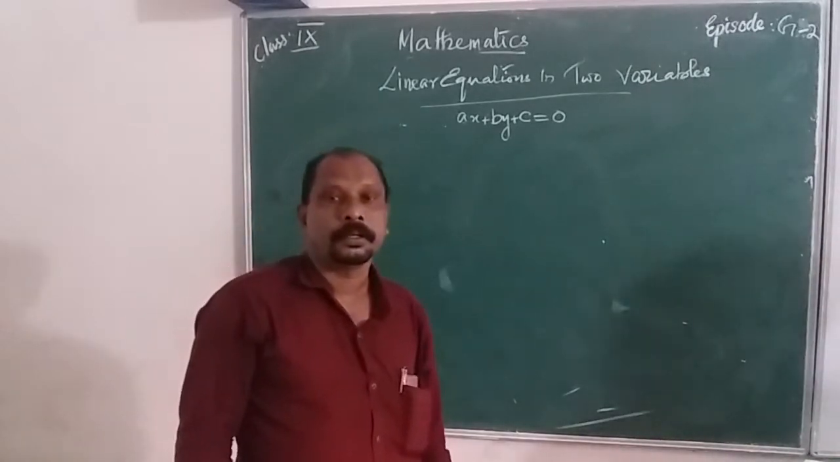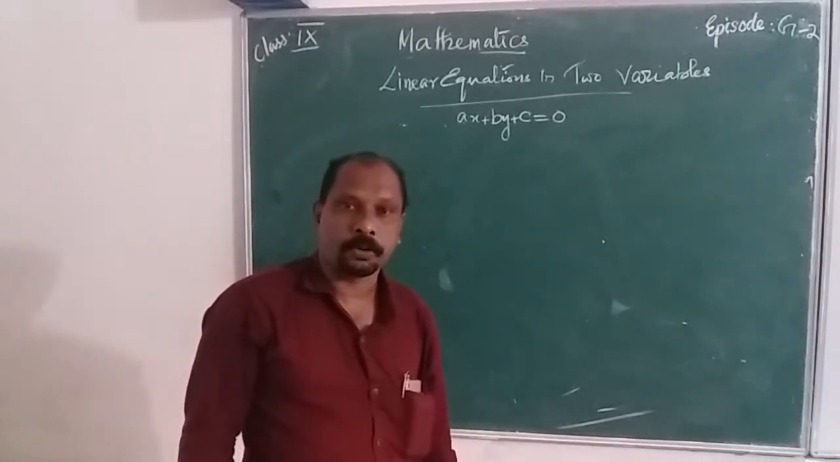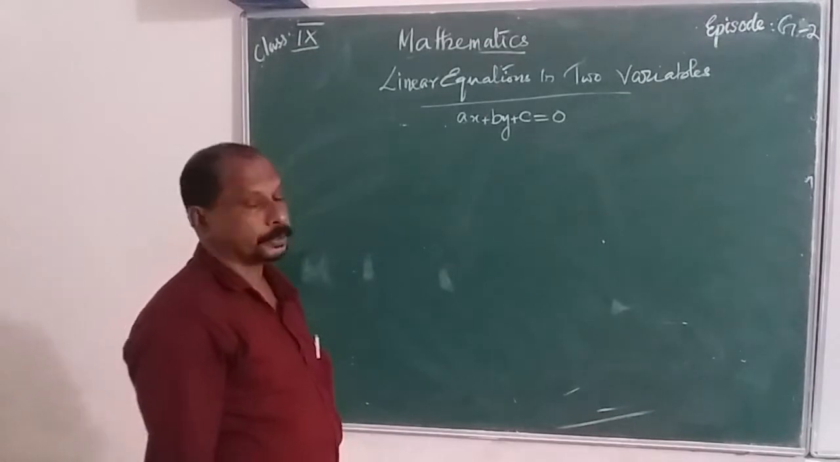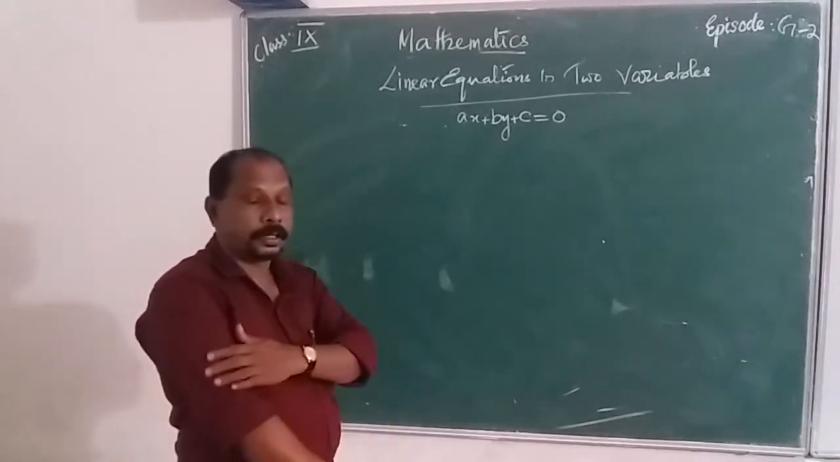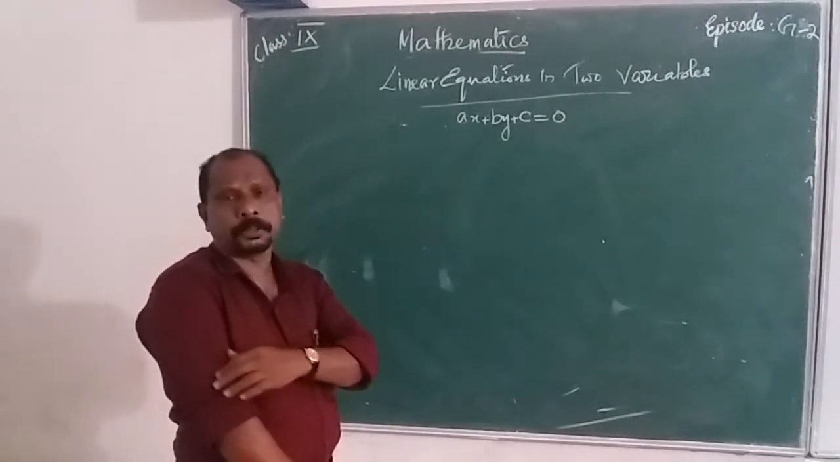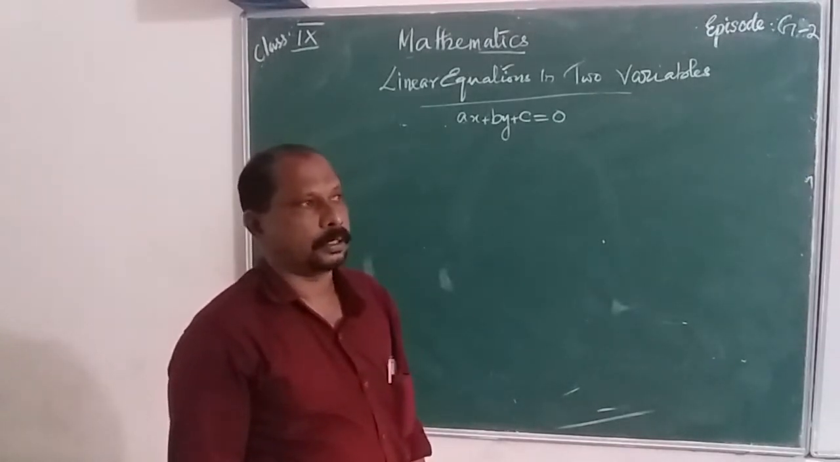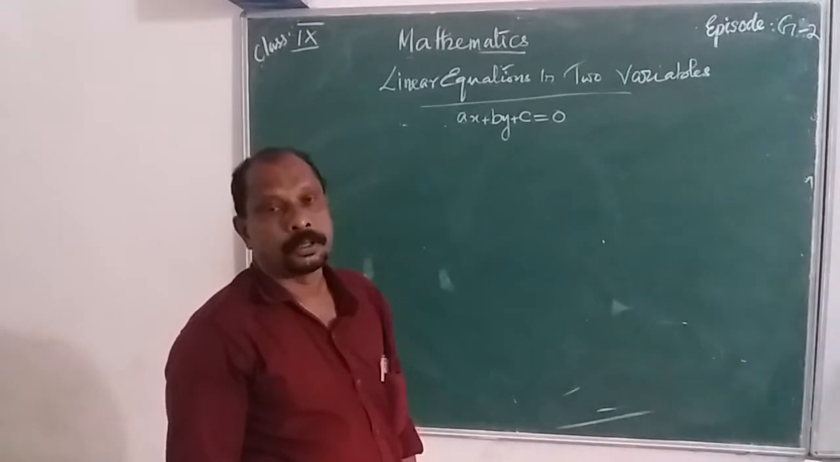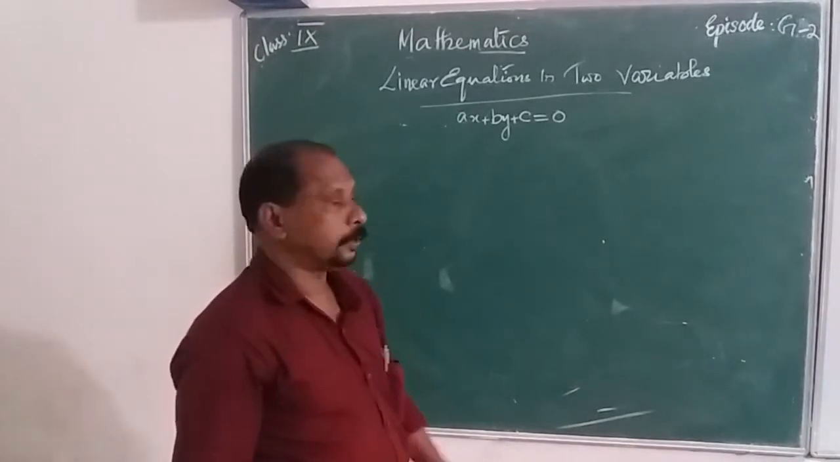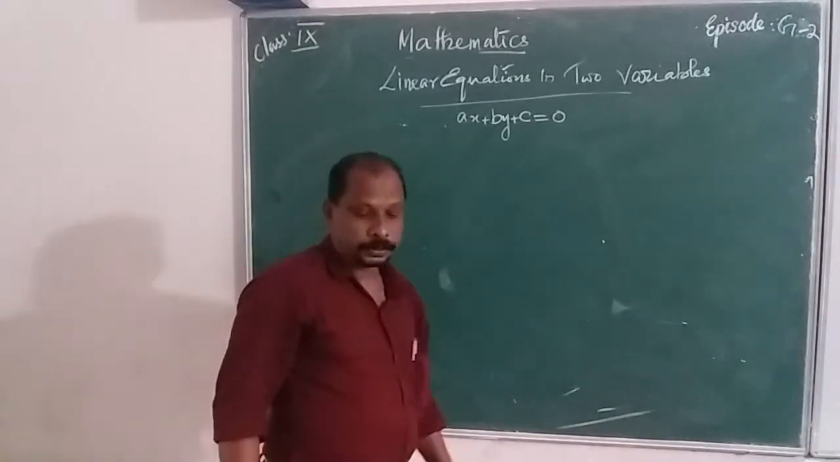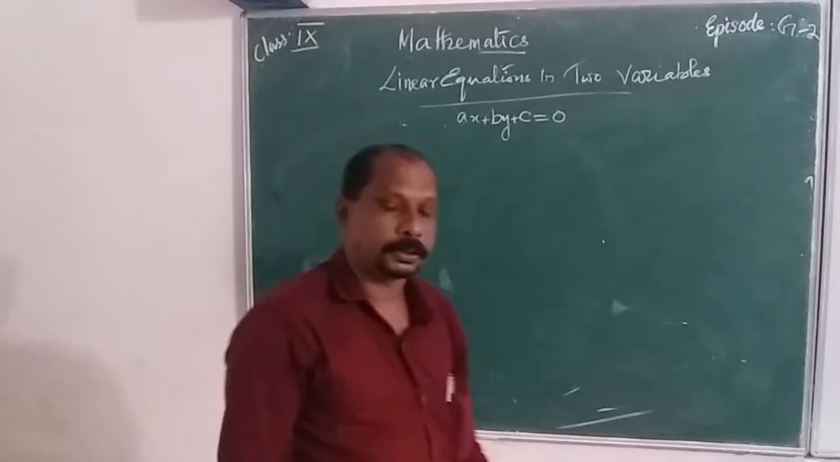Then the graphic presentation of that linear equation is a straight line in coordinate geometry. Coordinate geometry means the plane with the xy axis. Then any point has two values. First is the x coordinate, that is the value of x, and second is the y coordinate, that is the value of y.